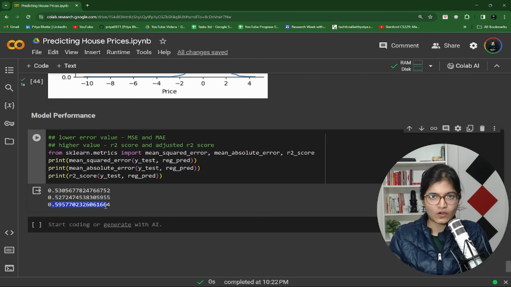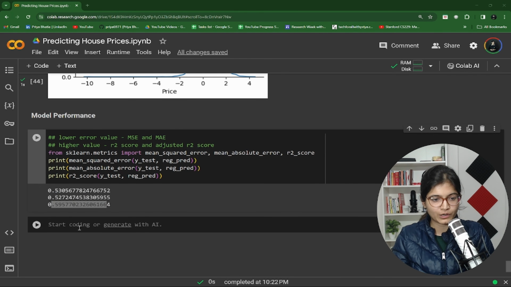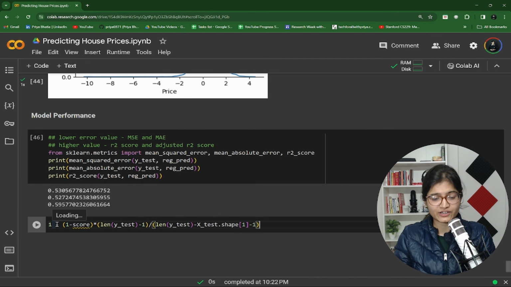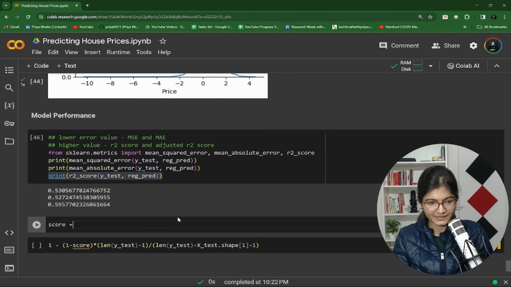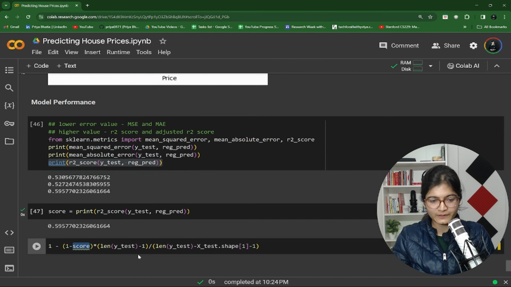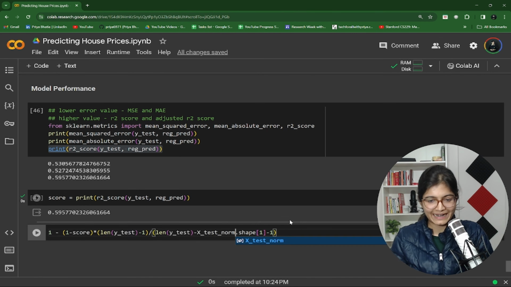Now, let's say you want to compute the adjusted R square. I hope you are already aware of the formula for calculating adjusted R square, which is 1 minus the value of R square score. So what you can do is store this number inside a score variable, and then use that score value here. Then we have x_test_norm. So please refer to the formula of adjusted R square.